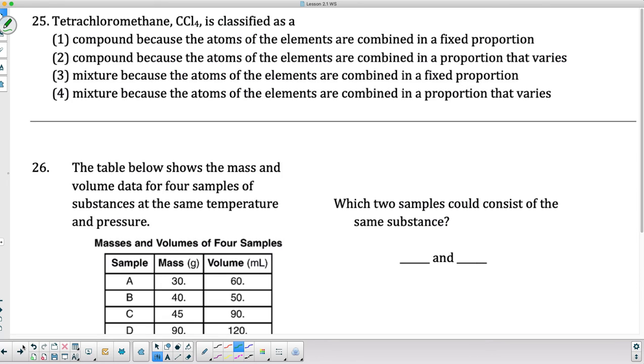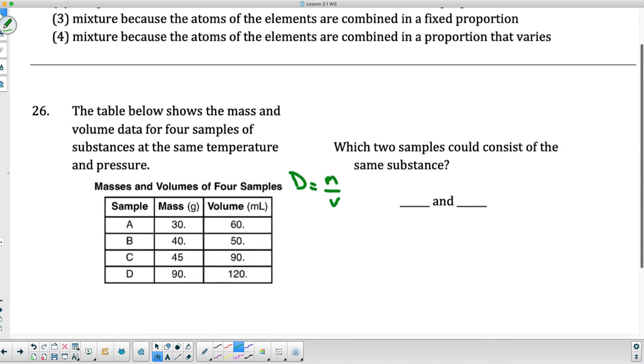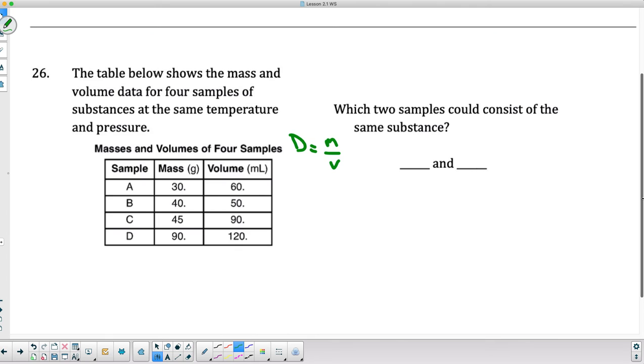The table below shows the mass and volume data for the samples of substances at the same temperatures. So which two samples would be considered the same substance? Well, this is mass versus volume, and we know that density equals mass divided by volume. So any of these that have the same density would be the same substance, that we would surmise. That's what we would guess. So 30 divided by 60 would be 0.5 for density. 40 divided by 50 would be 0.8. 45 divided by 90 would be 0.5, and 90 divided by 120 would be 0.75. I just got those by taking whatever this number is divided by this number. So it looks like substance A and C are the same substance.